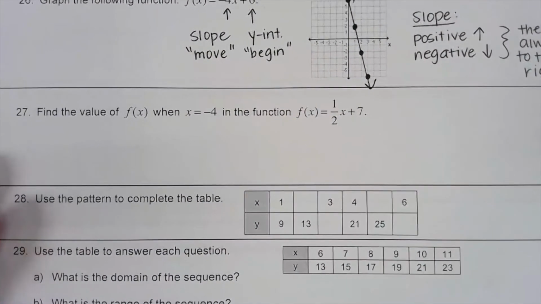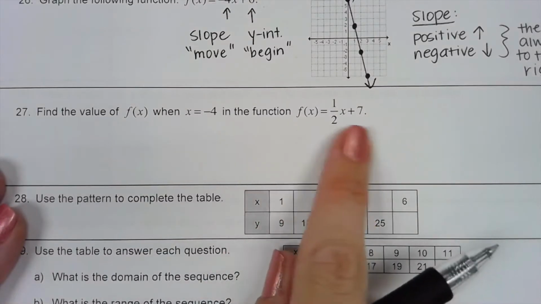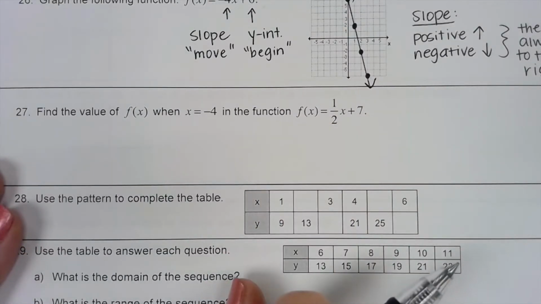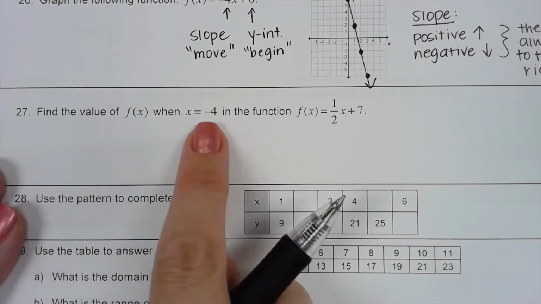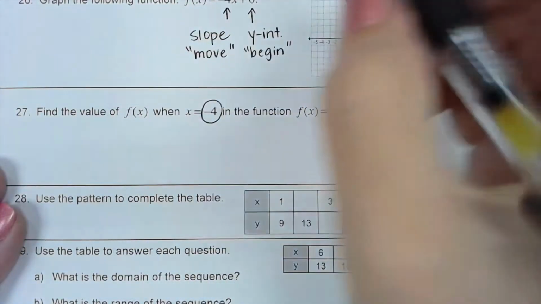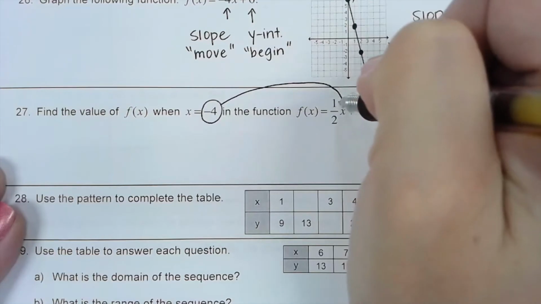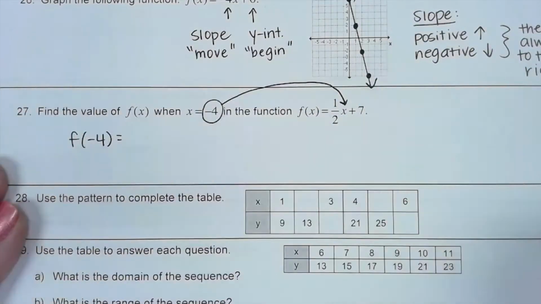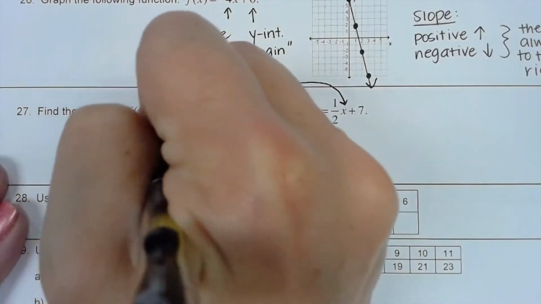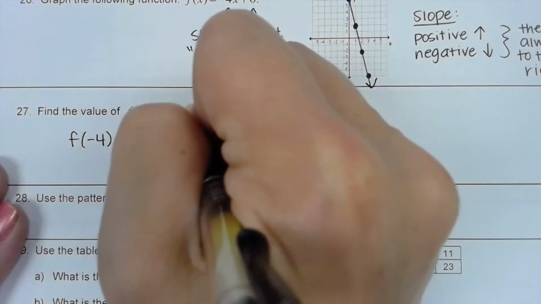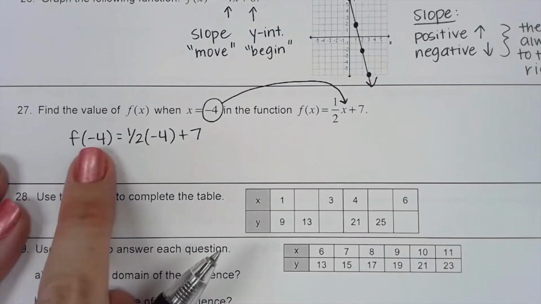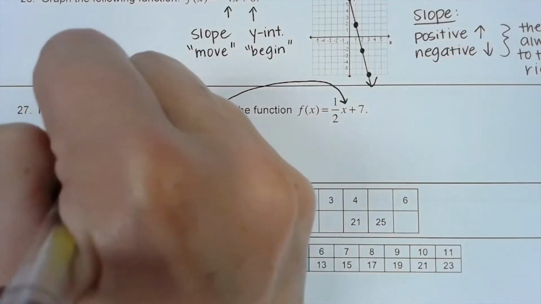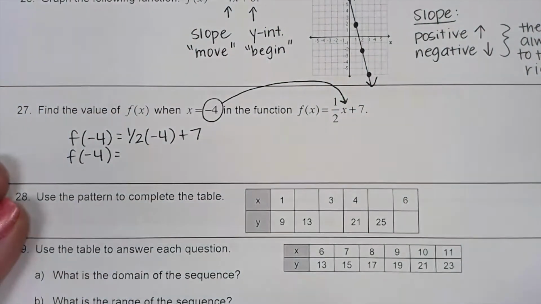Question 27 says, find the value of f of x when x equals negative 4, and then it gives me a function. So for this one, whenever it says when x equals negative 4, it means I'm going to plug in the negative 4 over here for wherever I see an x value. So f of negative 4 is going to be equal to, I'm going to plug in a negative 4 into the equation. This doesn't mean f times negative 4. It just means that I'm plugging in of negative 4 into the problem.